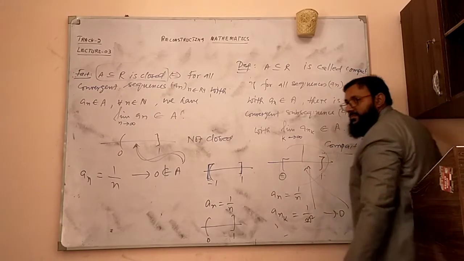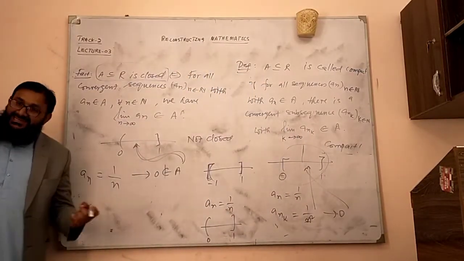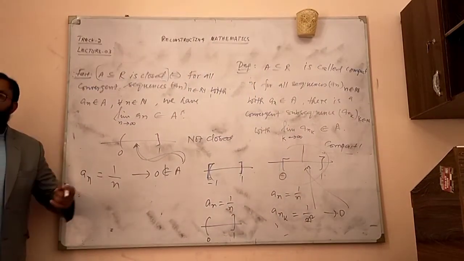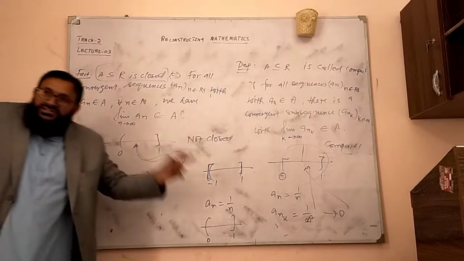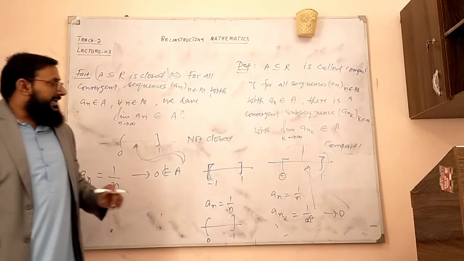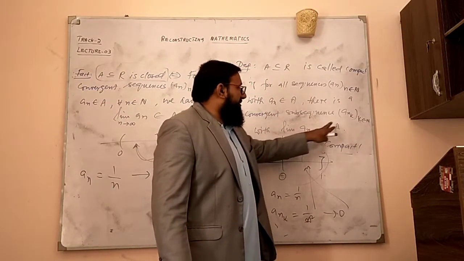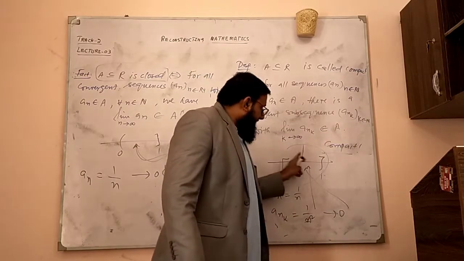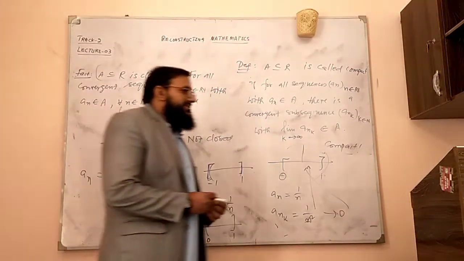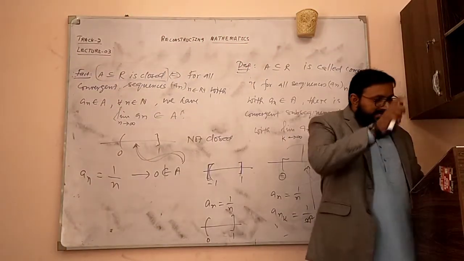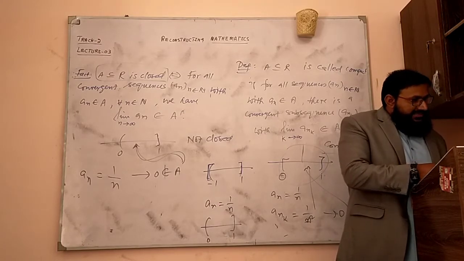For all sequences, sir? For all sequences means you pick any sequence. It may or may not be convergent, we are not concerned with that. But you find its convergent subsequences. And if the limit of the convergent subsequence belongs to your set A, then you call your set compact. So what sets are compact and what sets are not compact? Let us do some examples.